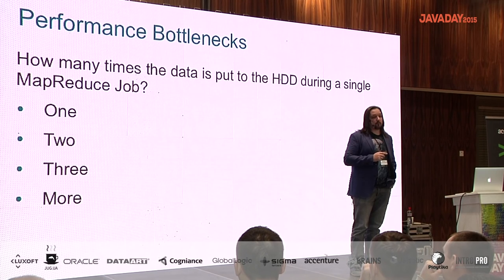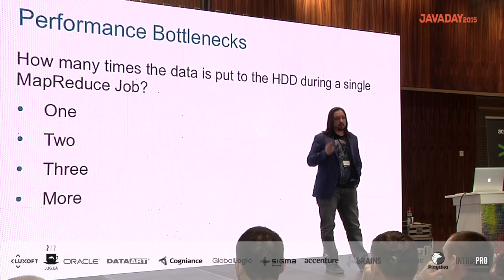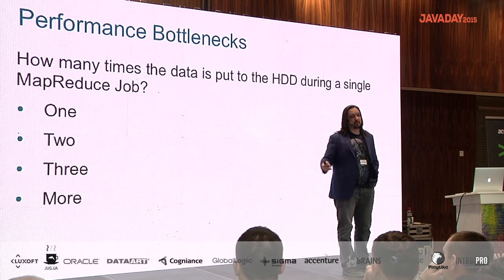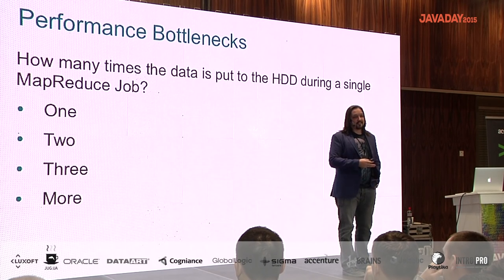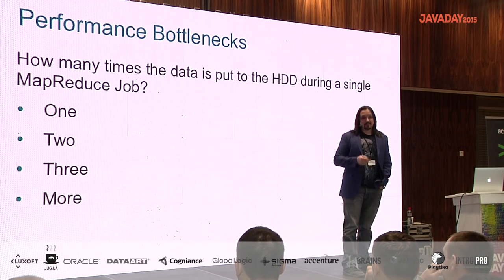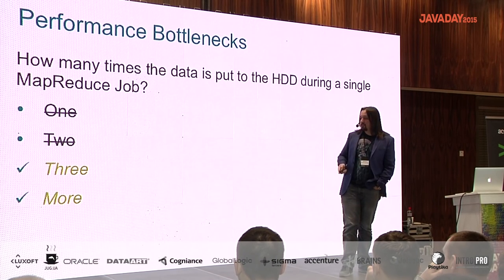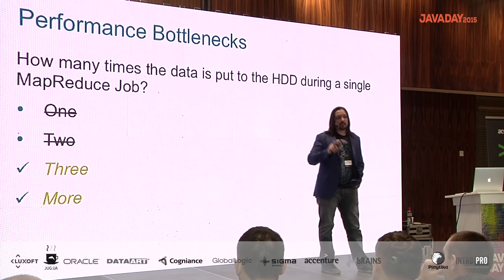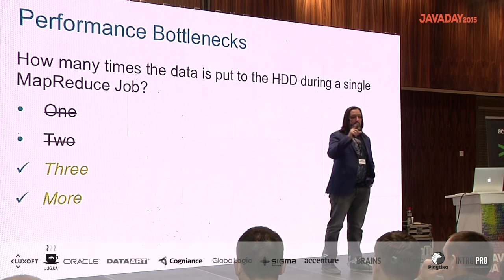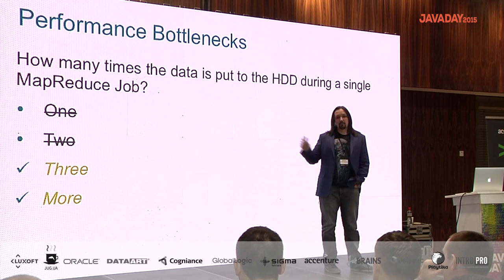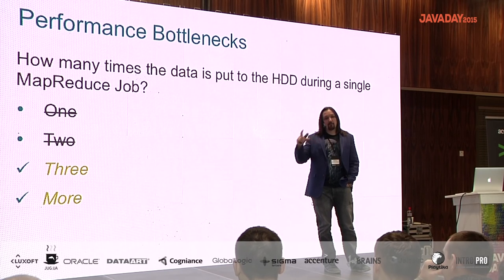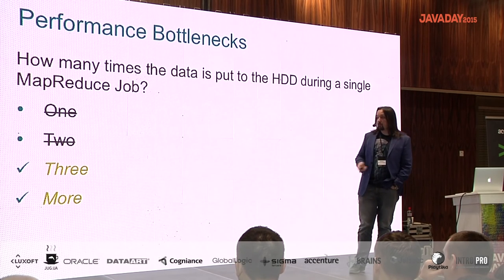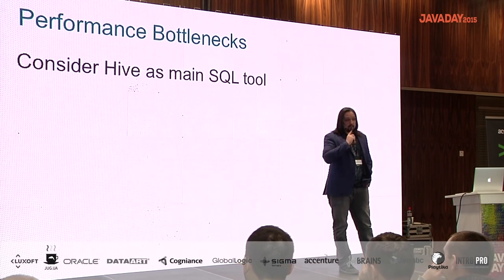Okay, next is about performance bottlenecks. If you got typical MapReduce jobs, how many times your data will be put to the hard disk drives when you are processing this? So, does anyone of you know the answer? How many times? Okay, so in general it's three or more. In some rare cases it might be two if all your data for a single reducer will fit into the memory of this reducer. Then it will be only two. But fitting into the memory of a reducer is not really the case for most of the jobs you're executing. So three or more.